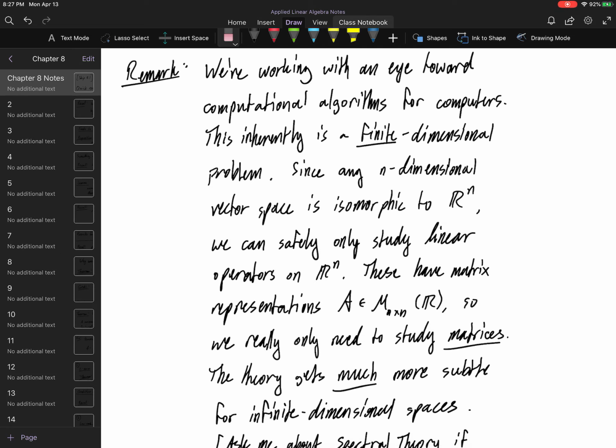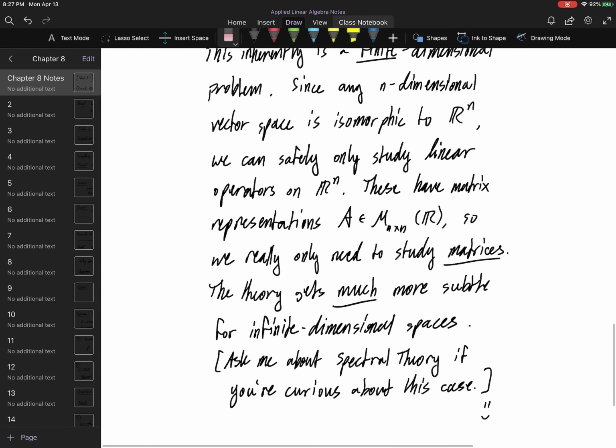But the idea is that we can safely only study linear operators on Rn, so just our usual matrices, or our linear operators on Rn have representations that are nice square matrices. So technically, for our purposes, we really do only need to study matrices. The theory does get a little more subtle for infinite dimensional vector spaces or infinite dimensional operators, but there's a lot of really interesting theory that comes out of making that assumption that you're not in a finite dimensional space. So feel free during class to ask me about spectral theory if you're curious about what happens in this setting.